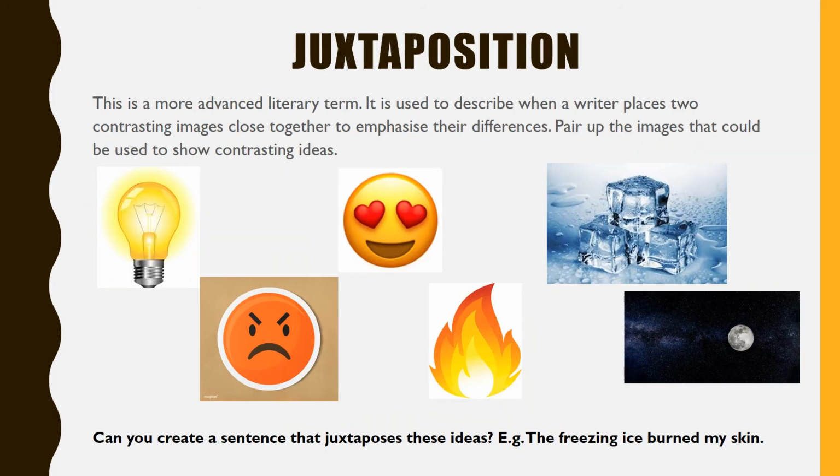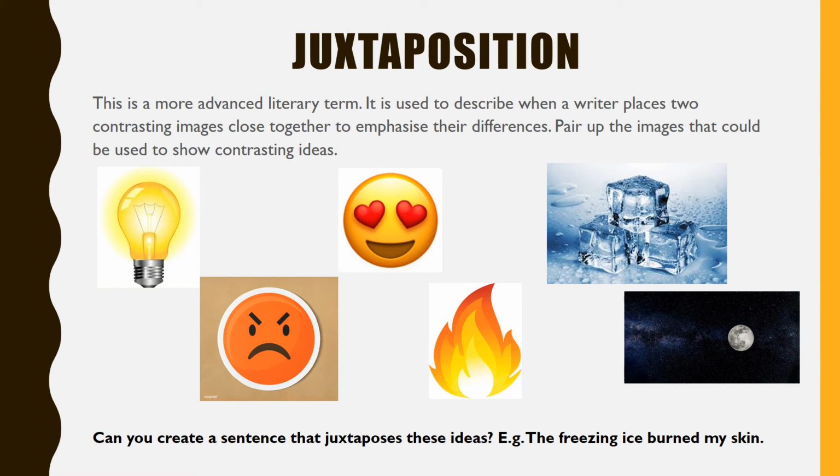The final technique is a little bit more challenging and is quite an advanced literary term. Have a go at this if you feel confident with the other techniques we've looked at. Juxtaposition is the phrase we use to describe when a writer places 2 contrasting images close together to emphasise their differences. So that may be in a paragraph, in a stanza, if you're looking at a poem.